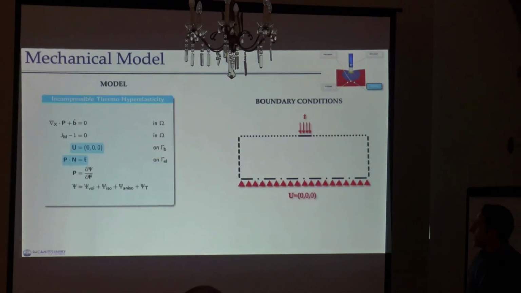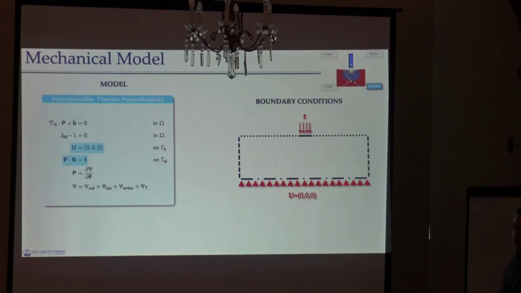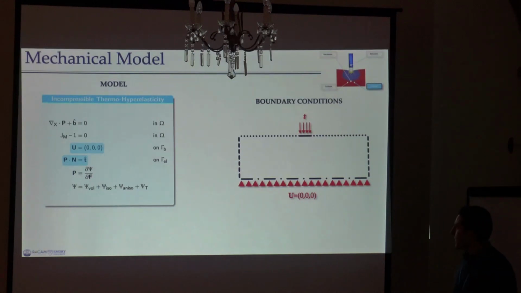Okay, from the mechanical point of view, we just impose equilibrium, so classical boundary conditions. Here we impose the traction forces from the electrode. The tissue is constrained at the bottom, but as I told you, mechanically, boundary conditions are very far away, so they don't play a critical role from the mechanical point of view. But what is critical is the material model.